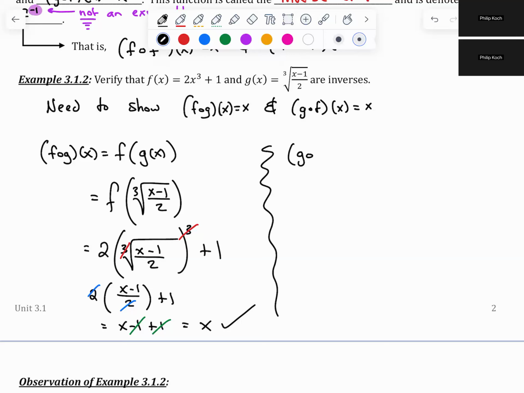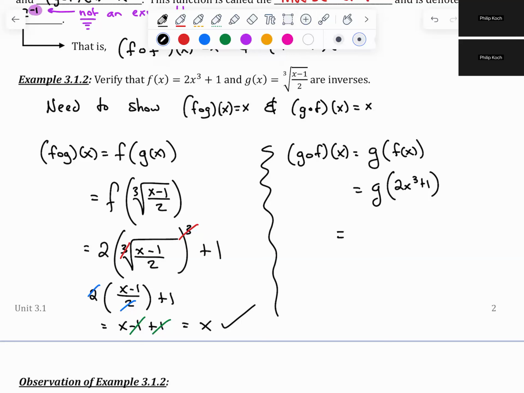And then if we do g composed with f of x, that is by definition g of the quantity f of x. And f of x is 2x cubed plus 1. So this is really g of the quantity 2x cubed plus 1. Meaning that we're going to take every instance of x in the function g and replace it with 2x cubed plus 1. There's only one instance of x in it, but either way.